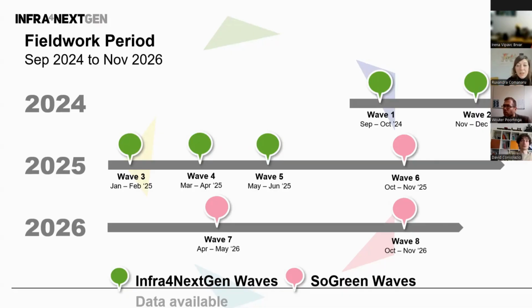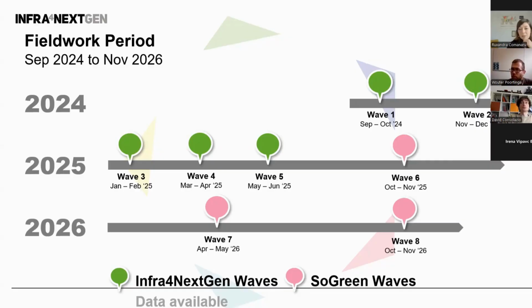Last year in October, we had wave 6, and we're now getting ready for wave 7 and 8. And these are part of the So Green project. And the data for wave 6 will be available in the next couple of months, in case you're interested in that data as well.